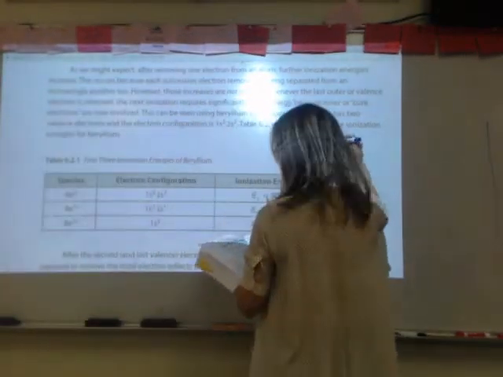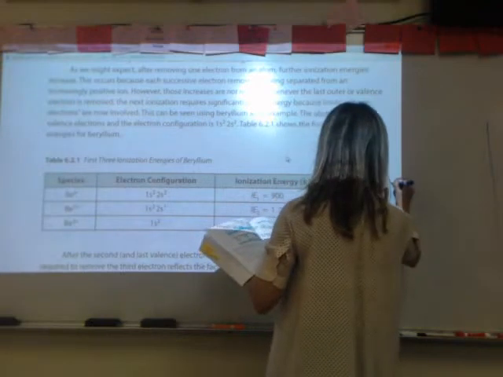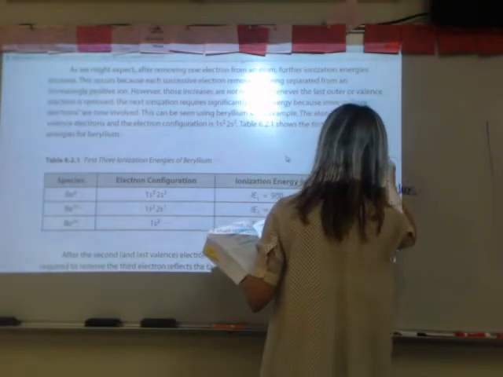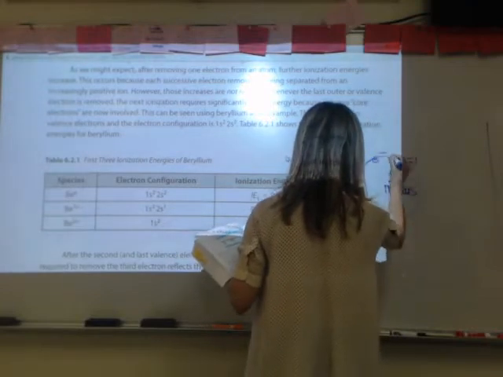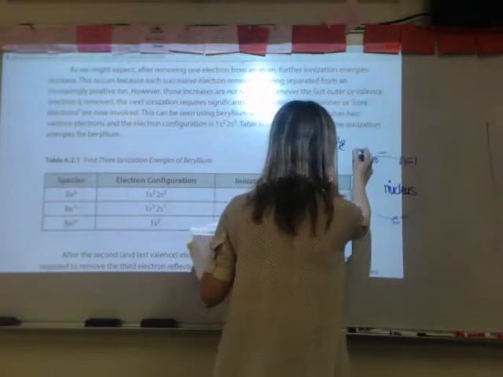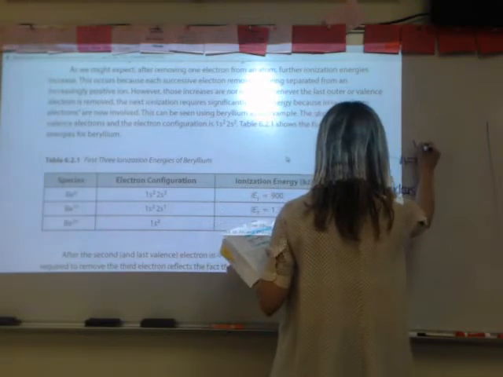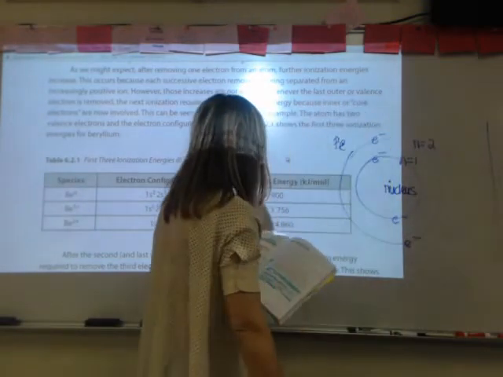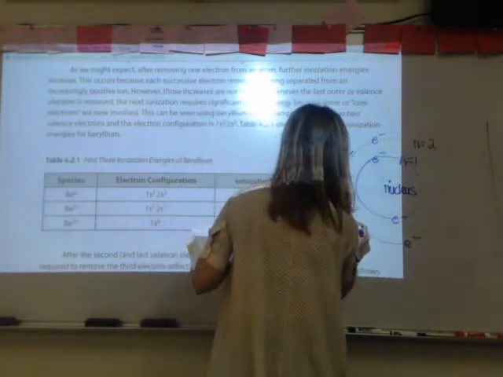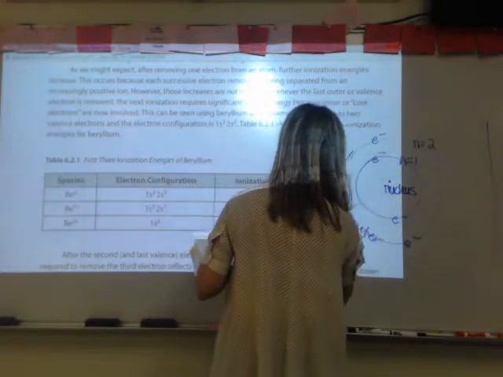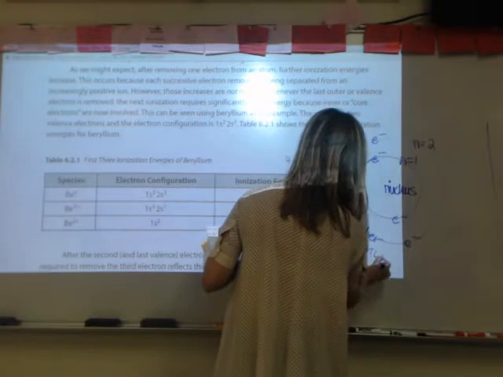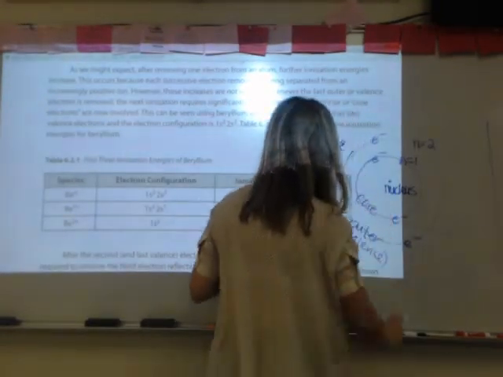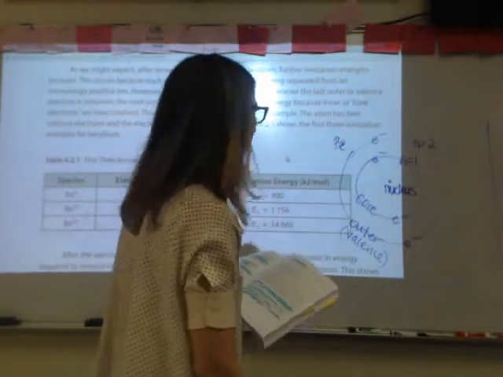Beryllium, if this is the nucleus, and this is the first energy level with 2 electrons in it, and this is the second energy level with 2 electrons in it. These are the outermost electrons, also referred to as the valence electrons, whereas these are the core electrons. They're closer to the nucleus, okay?